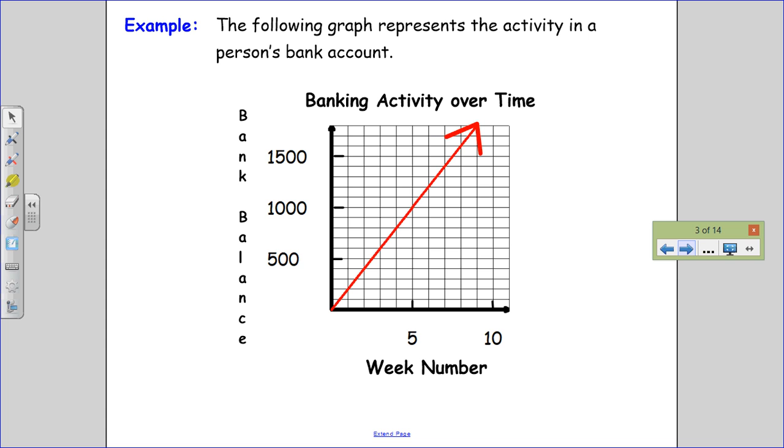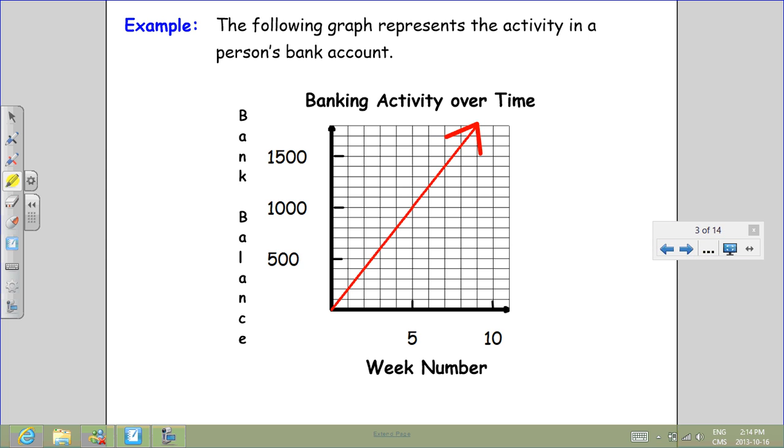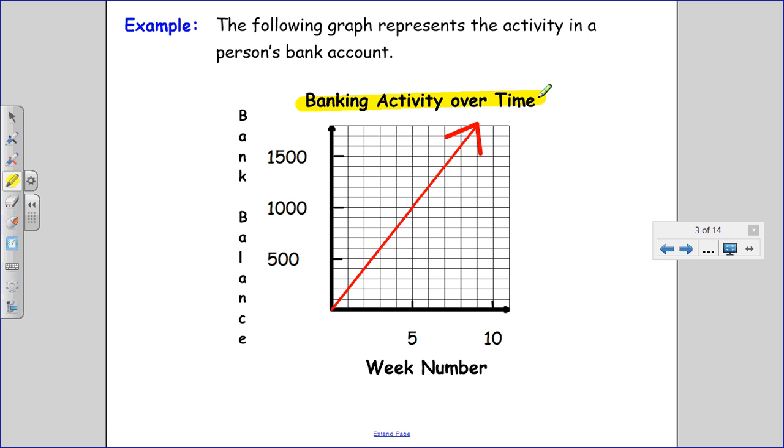The graph you see on the screen represents the activity in a person's bank account. You can see we've got a title. Our independent variable is the week number. Our dependent variable is the bank balance. We can see our scale. We look at our scale on our dependent axes. We've got 1, 2, 3, 4, 5 boxes to get to week 5, which means each box represents 1 week. And if we look at our dependent variable, 1, 2, 3, 4, 5 boxes to get to $500. So $500 shared equally amongst 5 boxes tells me that my scale on my dependent axis is 100.